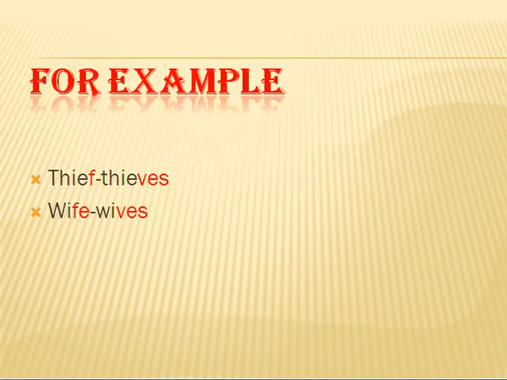For example, thief becomes thieves, wife becomes wives. Means the singular form is thief and the plural form is thieves. Like we have to put ves in place of f, so it becomes the plural form. So thief becomes thieves and wife becomes wives.